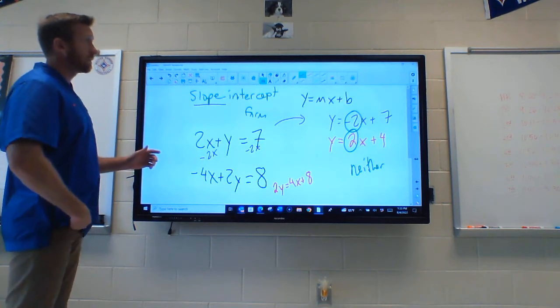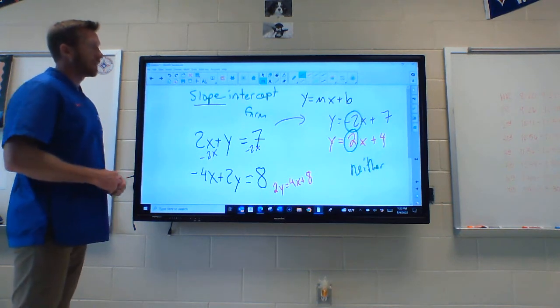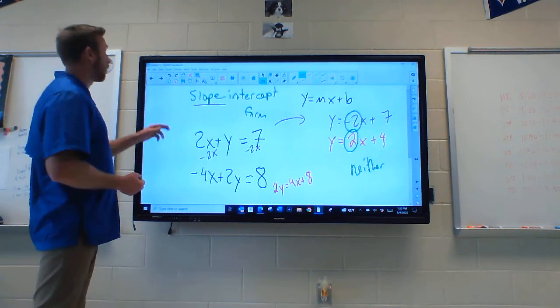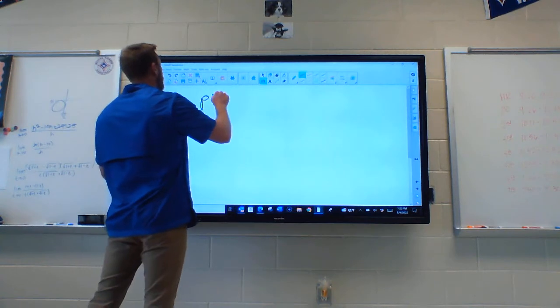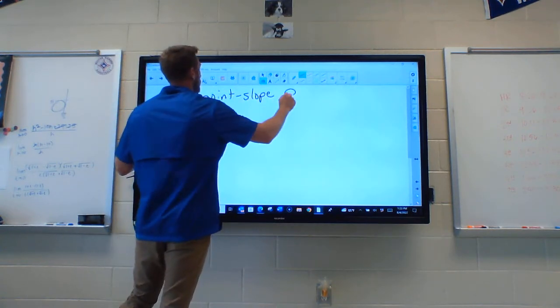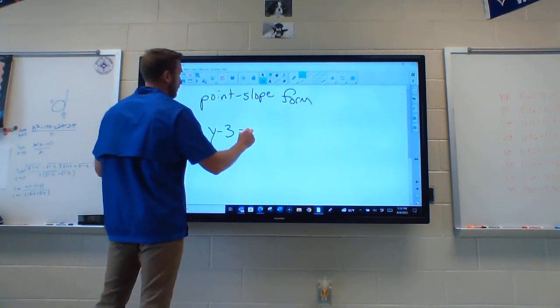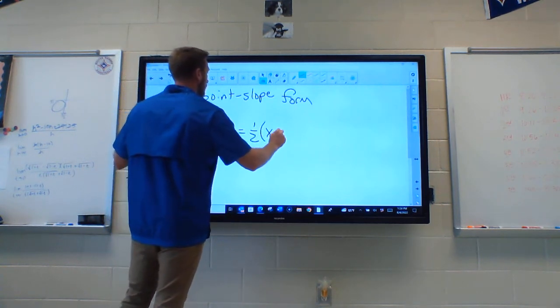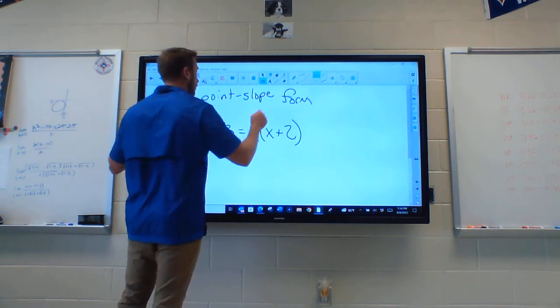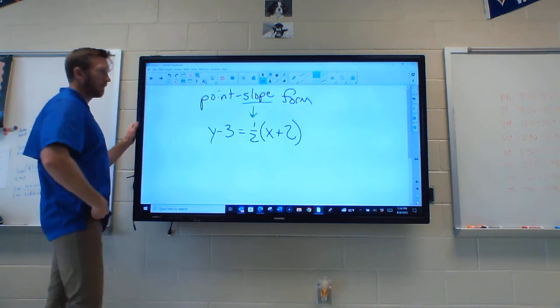Okay? In this specific scenario, the slope-intercept form is not the only form that we can use. We could have also used the point-slope form, because the point-slope form includes the slope. Literally, the slope is right there in the point-slope form.